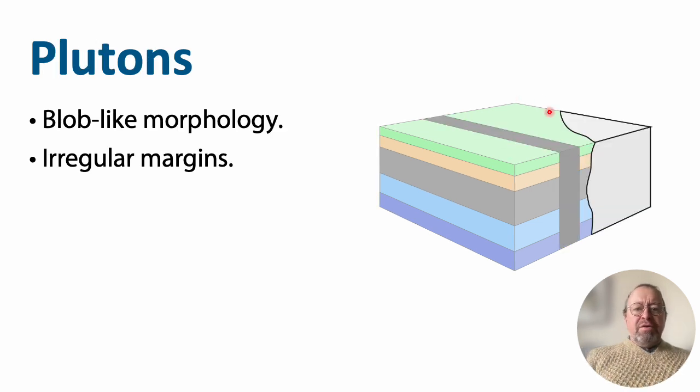The third style of igneous intrusion we have are called plutons, and those are essentially big blobby masses which are intruded into the bedded sequence. Like the dike, they are cross-cutting the stratigraphy like this, and typically you might notice these because, first, they're not tabular, and secondly, they have this weird irregular margin that you can see here.